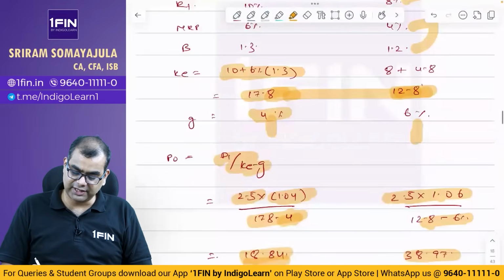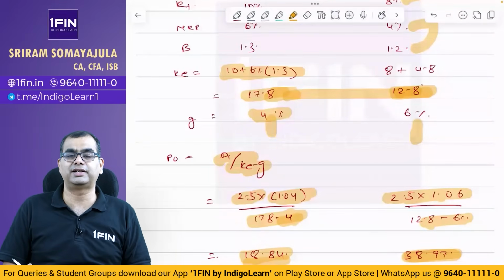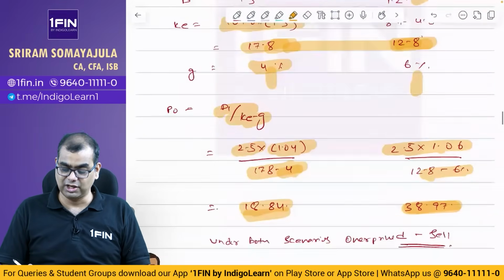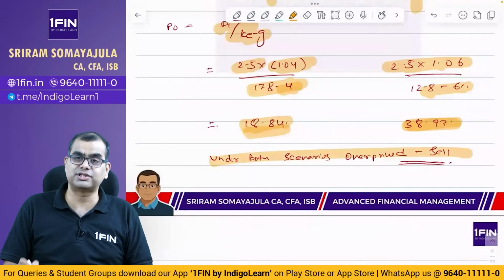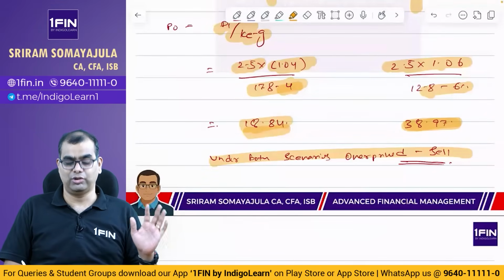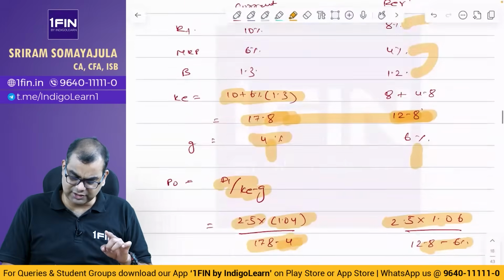Even under the revised scenario, it is 38 only. It is not more than 45 actually. So under both scenarios, it is overpriced: sell, sell, sell. Okay, this is the answer I've got. If you guys have any queries or doubts, please let me know.